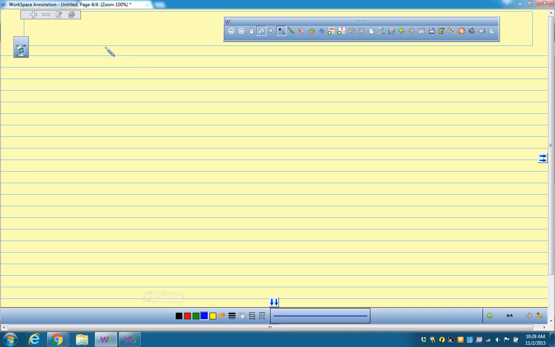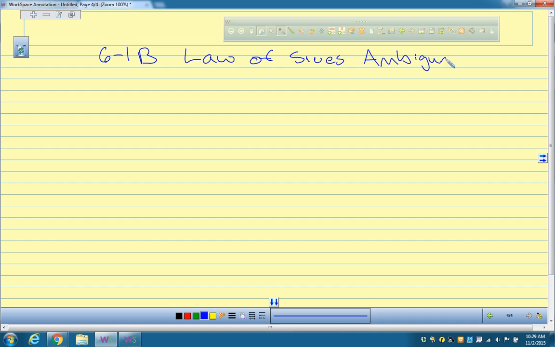So this is called 6-1 B. This is law of sines, ambiguous case. An ambiguous case is when you do have a side and an angle.